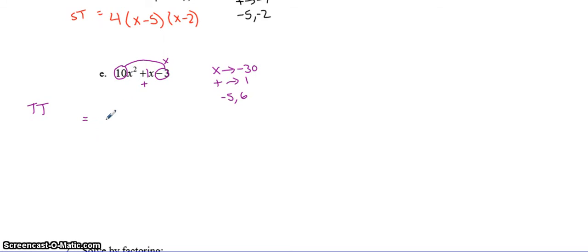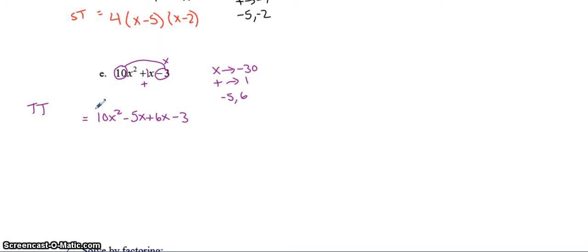So we're going to rewrite this. The 10x squared is going to stay alone. The 1x is going to change into negative 5x plus 6x. And then the minus 3 will stay alone.